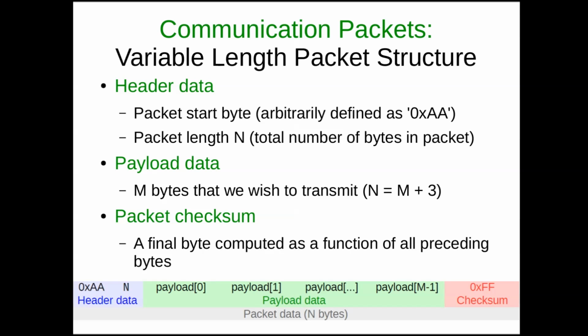Next, we have the packet length N, which is going to be the total number of bytes in the packet, including the payload and the framing data, which is the header and checksum. Next, we have the payload data itself, which is the bytes of information that we actually care to transmit in the first place, minus the framing data. And then finally, we have the packet checksum, which is going to be a byte that we compute as a function of all of the other bytes in the packet. This will allow us to recompute it on the receiving end and check it against the value that we received to make sure that they're equal. If they're not equal, then an error must have happened, such as a lost byte or a corrupted byte, and we should mitigate that situation using some other method.